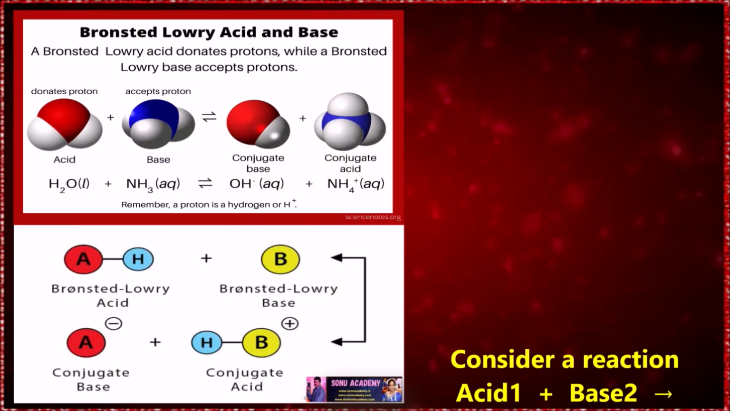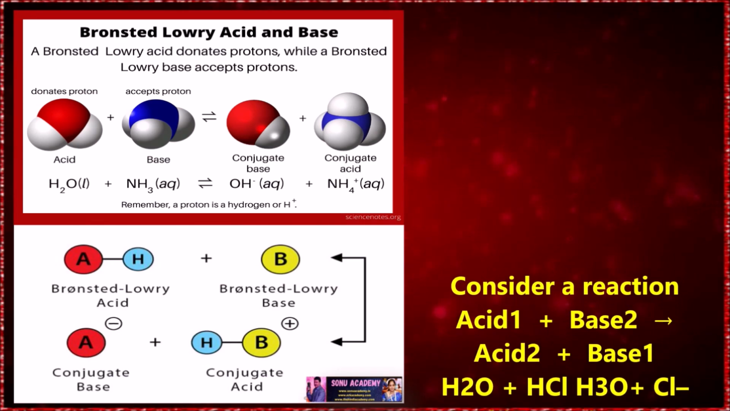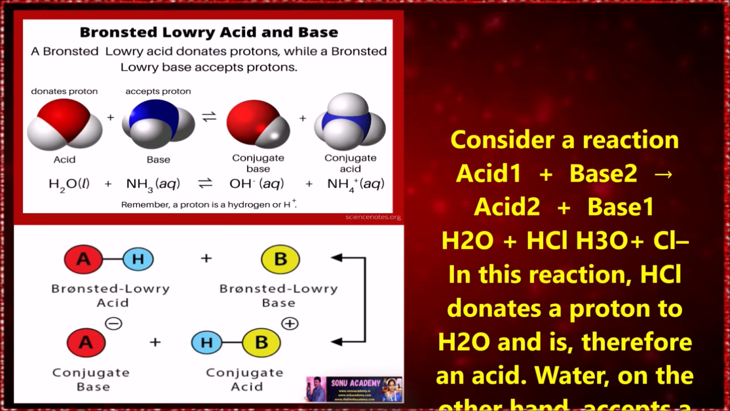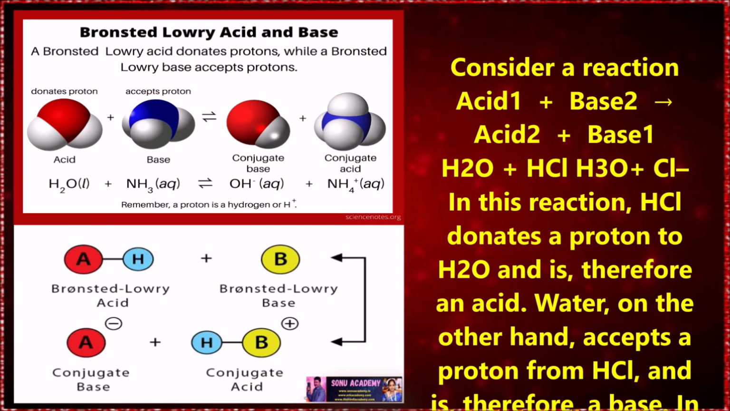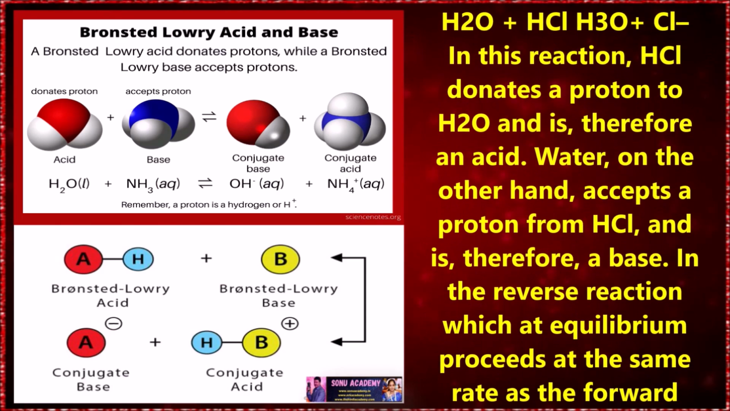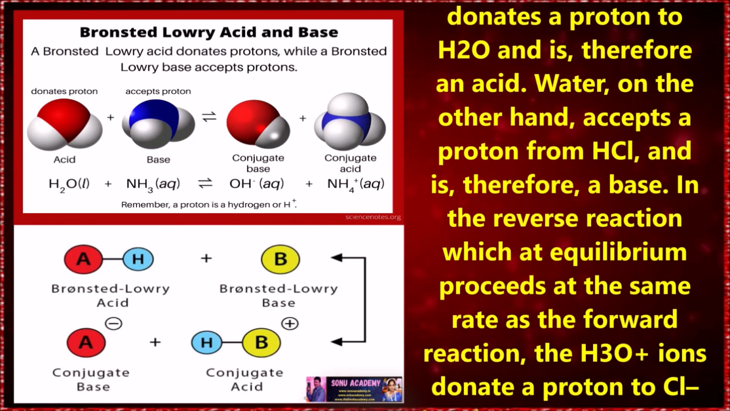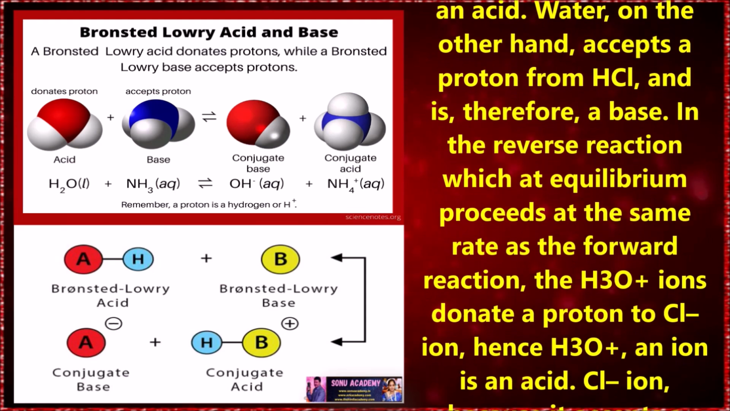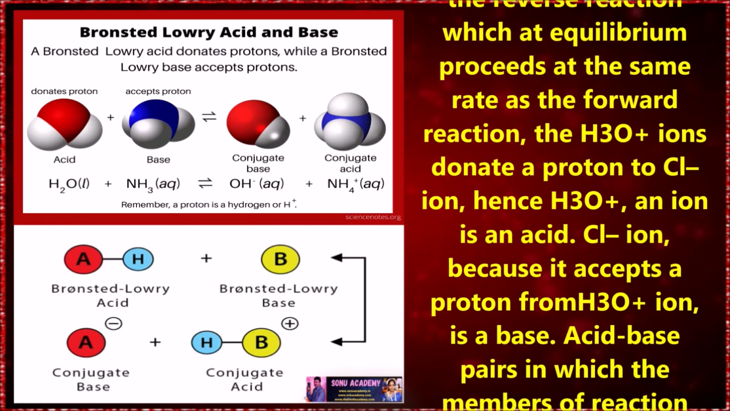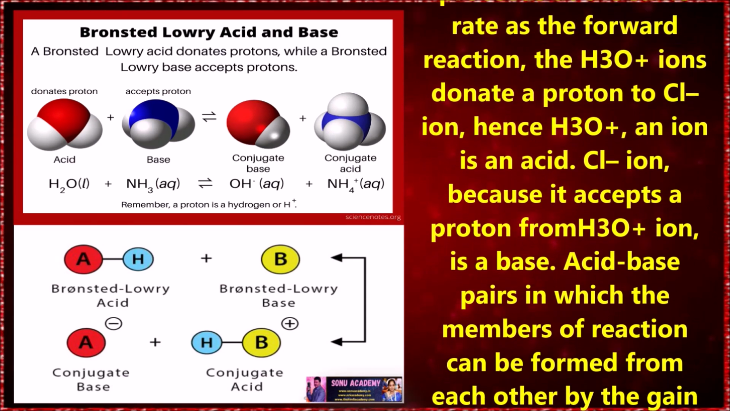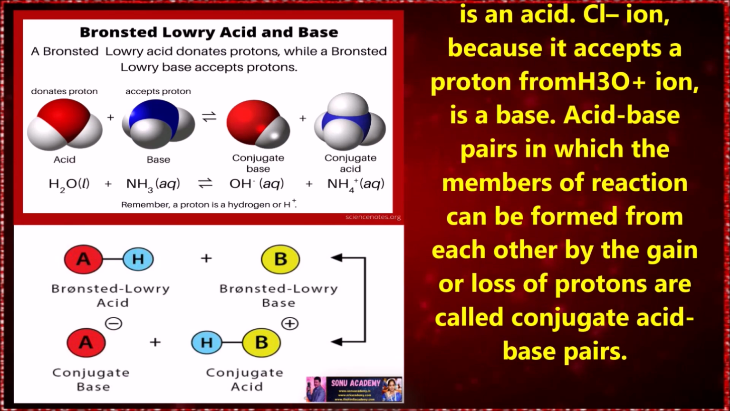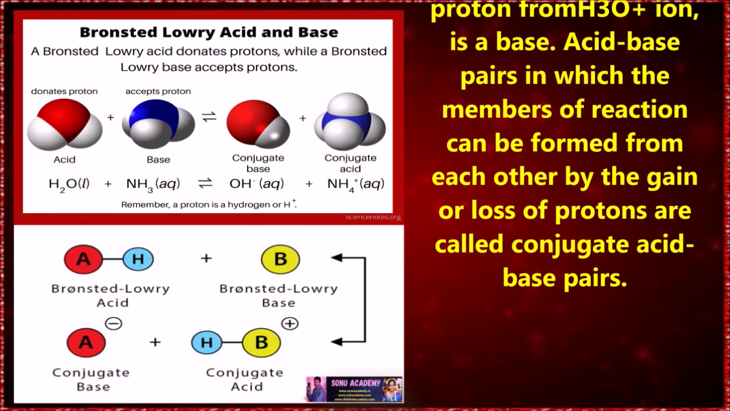Children, when conjugate acid-base pairs are considered, the reaction is acid 1 plus base 2 gives acid 2 plus base 1. In this reaction, HCl donates a proton to H2O and is therefore an acid. Water, on the other hand, accepts a proton from HCl and is therefore a base. In the reverse reaction, which at equilibrium proceeds at the same rate as the forward reaction, the H3O+ ions donate a proton to the Cl- ion, hence H3O+ is an acid. The Cl- ion, because it accepts a proton from the H3O+ ion, is a base.